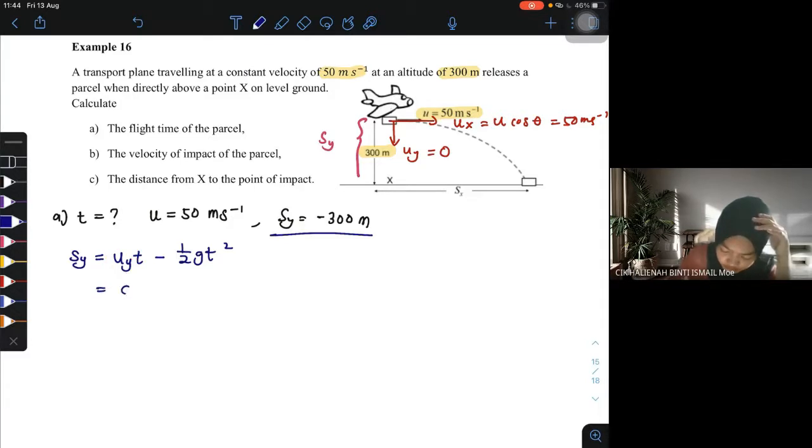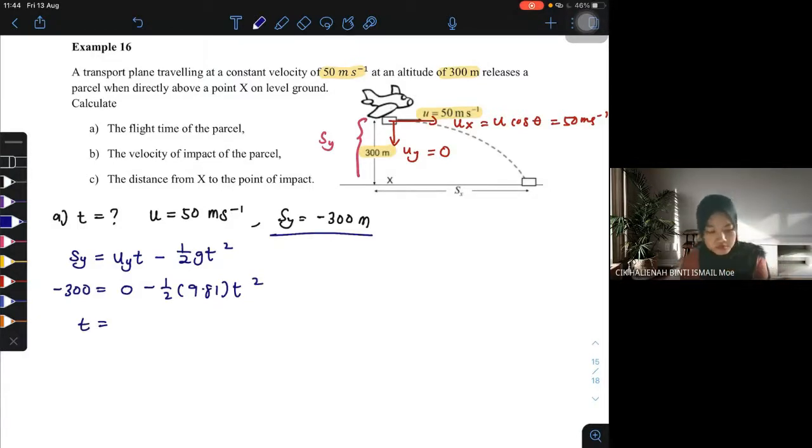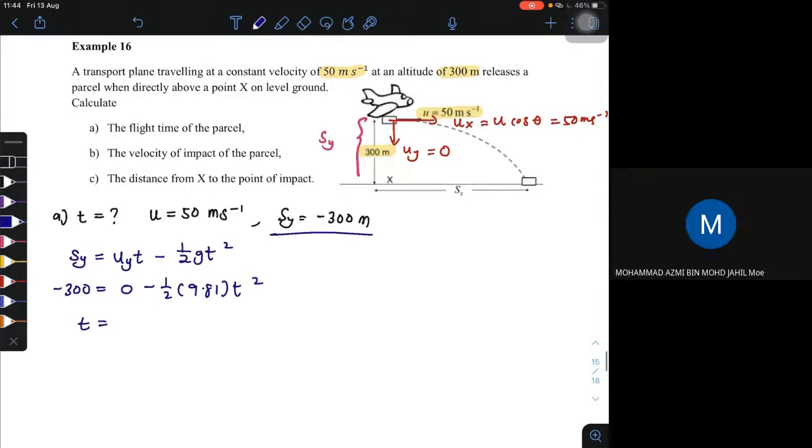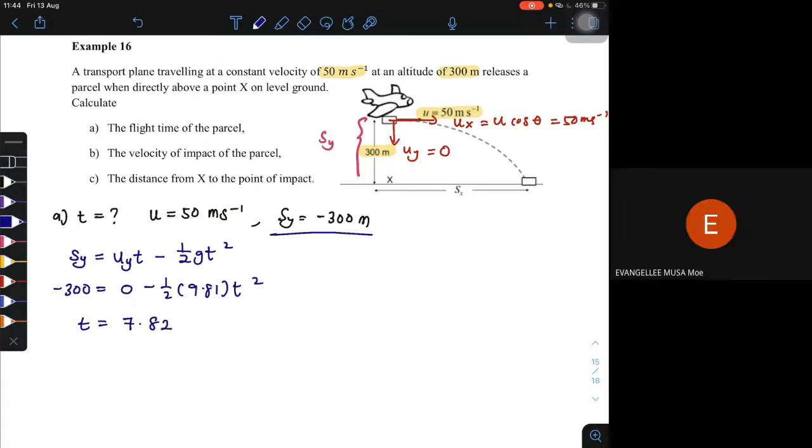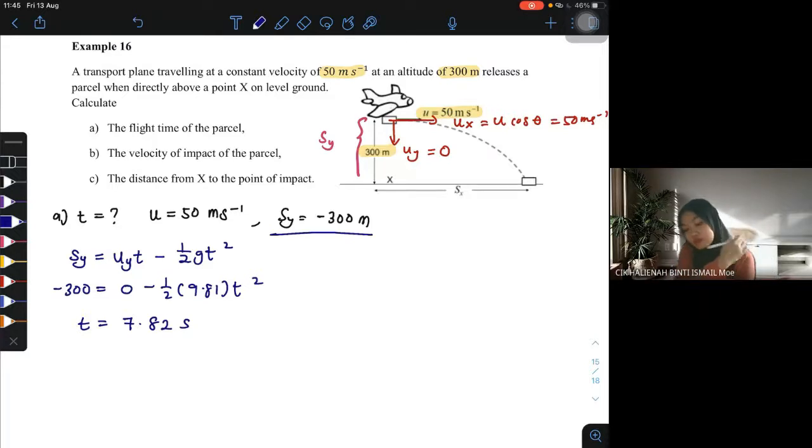So UY kosong, SY negative 300, negative 1 over 2 G T square. So you will get the value for T, 7.82 second.